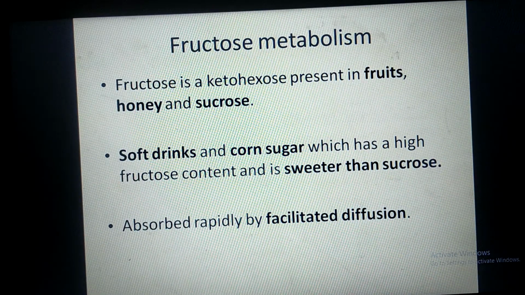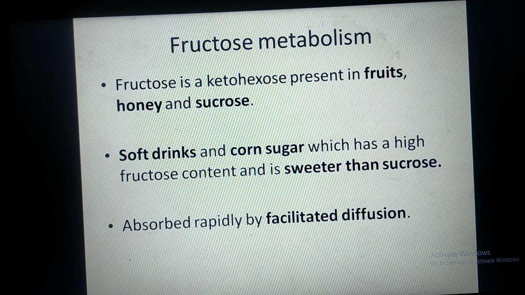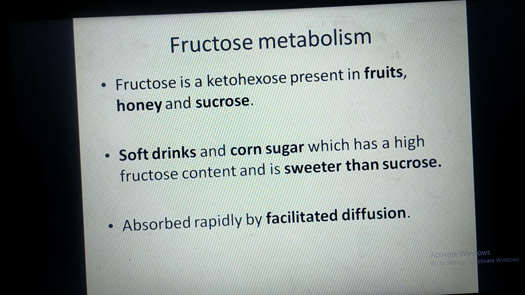All of us know that fructose is a ketose sugar found in fruits, honey and sucrose. Soft drinks and corn sugar also contain high fructose content, and fructose is sweeter than sucrose. Fructose is rapidly absorbed from the GIT by facilitated diffusion.